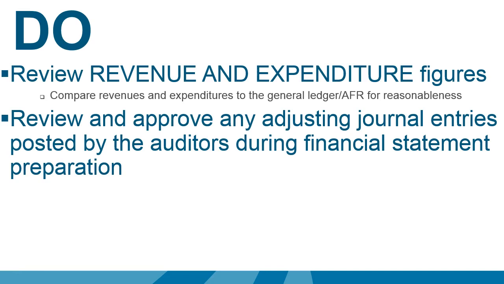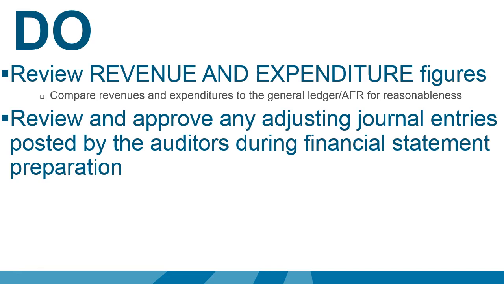Although the offsets to some of these entries may involve revenue and expenditure accounts, primarily certain revenue accruals, there are a more limited number of entries involving operating statement accounts. For this reason, the district should be able to compare revenues and expenditures reported within the fund financial statements to amounts reported in the general ledger and on the AFR.